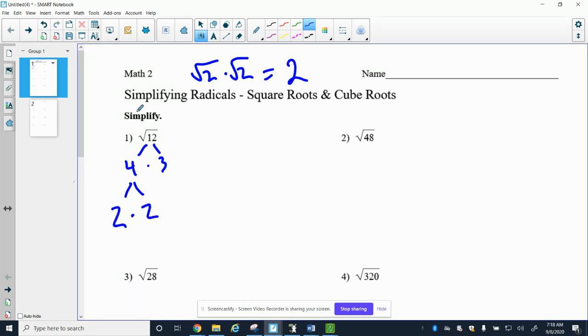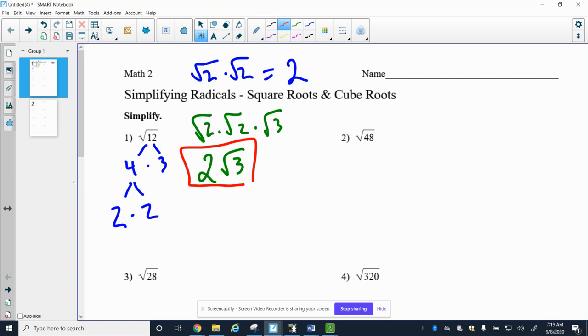Remember, we're not writing it, but really what we have here, if we were going to write this all out, is square root of 2 times square root of 2 times square root of 3. All of these together make up root 12. The reason we like this is now we know that root 2 times root 2 is just 2. We have root 3. So 2 root 3 would be the simplified version of root 12. That's the approach we're going to take. We're going to create factor trees and look for pairs, knowing that those pairs multiplied together make the whole number.